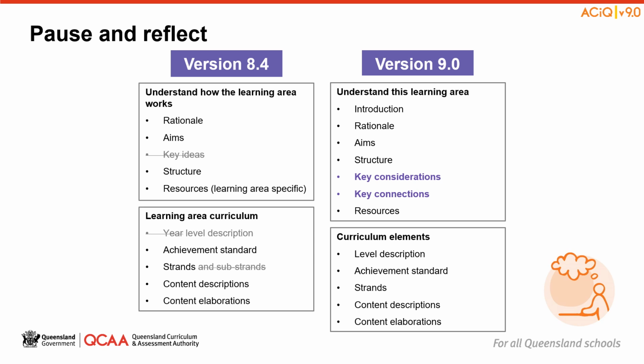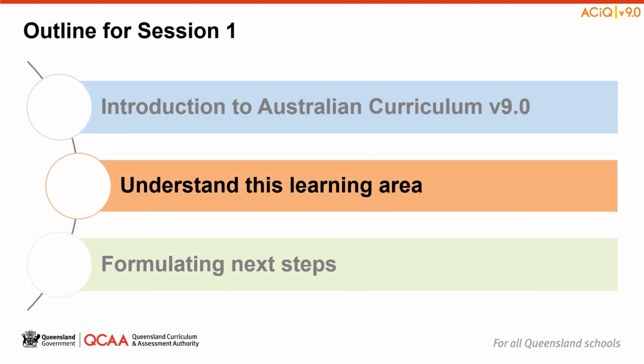Take a moment to review the changes in structure that we have just outlined. Understanding the structure of version 9 and the relationship between the parts is a key factor in strengthening our understanding of the arts and the changes within it. You may wish to pause here to consider what will be important for you to consider as you begin planning for version 9. We will now move on to our core focus for this session.